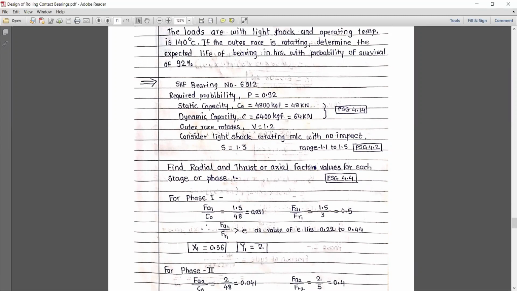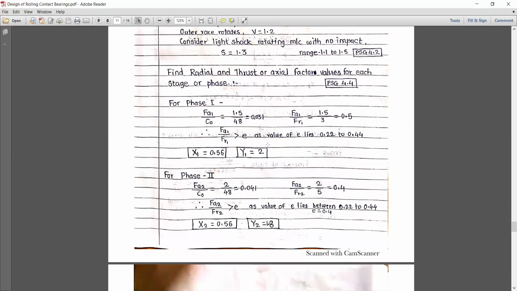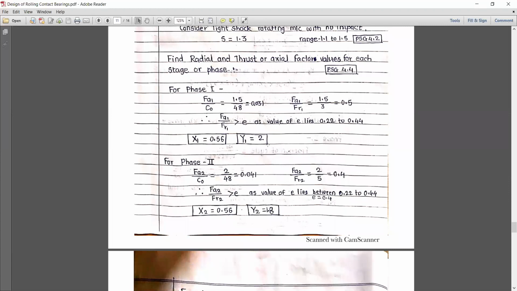Now we need to calculate the radial as well as thrust factor for each stage, or you can say each phase. Referring to the PSG data book, we first need to calculate the value of Fa upon C0 ratio and Fa upon Fr ratio for the first phase. Fa upon C0 ratio is 1.5 divided by 48, which is 0.031. All values are in Newton. And Fa upon Fr ratio, which we get, is 0.5.